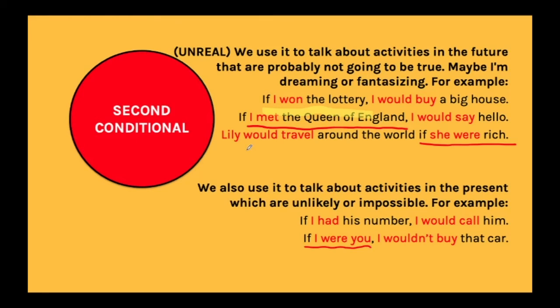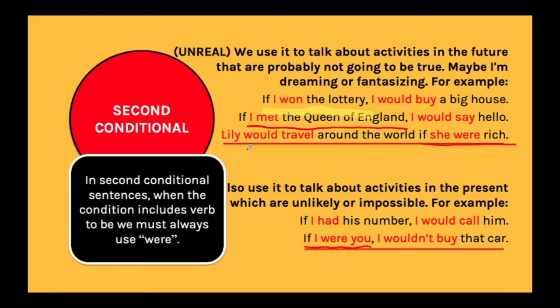I want you to pay special attention to these two sentences. Lily would travel around the world if she were rich, and if I were you, I wouldn't buy that car. What do those two sentences have in common? These two sentences have in common the fact that in the condition they have verb to be.